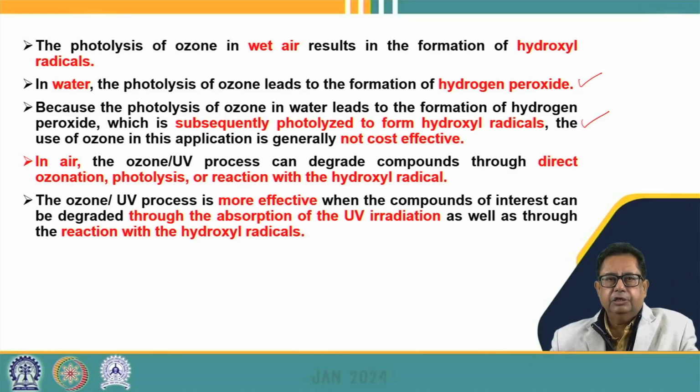When we have the reaction in air with ozone and UV, it can lead to the degradation of the compounds through direct ozonation, as well as photolysis, as well as the reaction with the hydroxyl radicals. So ozone UV is more effective when we have degradation of the compound through the absorption of the UV radiation, as well as through the reaction with the hydroxyl radicals. When the compound is absorbing the UV radiation and getting degraded, and similarly the hydroxyl radicals generated by the ozone UV process also react with the compound, then it becomes more effective and more efficient.